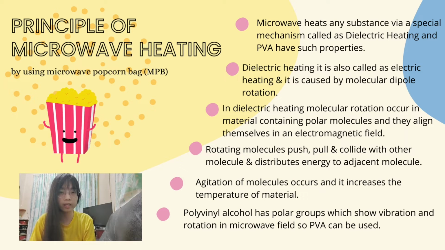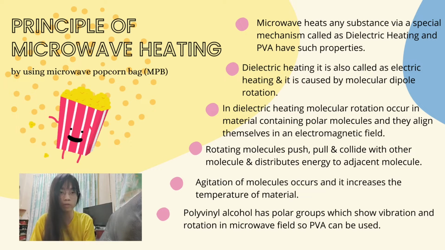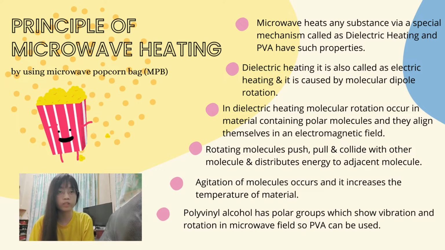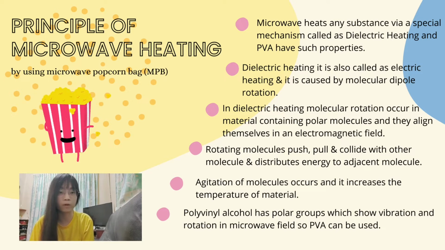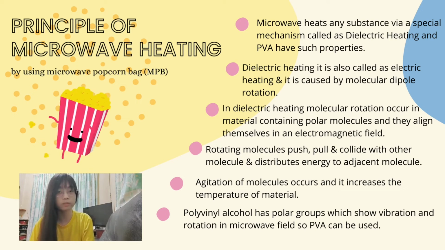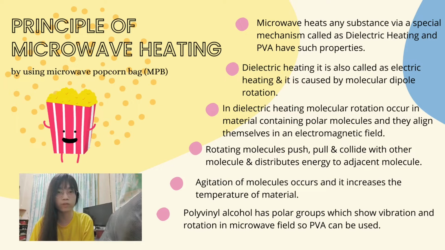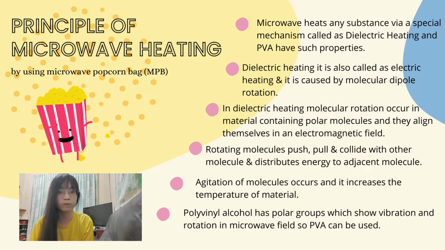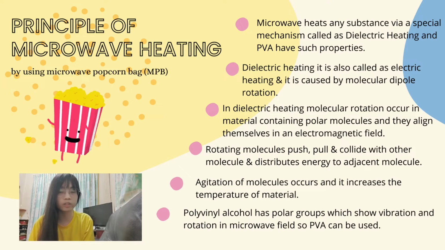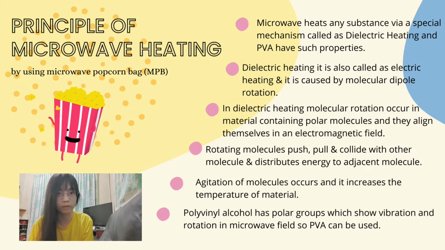Dielectric heating is also called electric heating and is caused by molecular dipole rotations. In dielectric heating, the molecular rotation occurs in material containing polar molecules, and they align themselves in an electromagnetic field. So, the rotating molecules push, pull, and collide with other molecules and distribute the energy to adjacent molecules. Next, the agitation of molecules occurs, and it increases the temperature of the material.